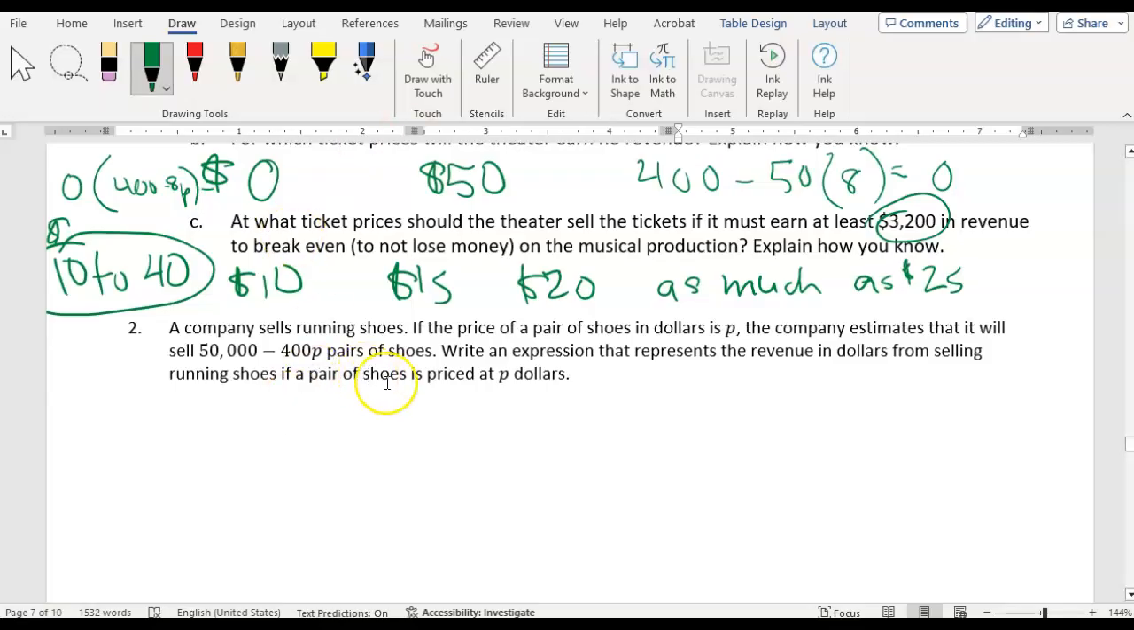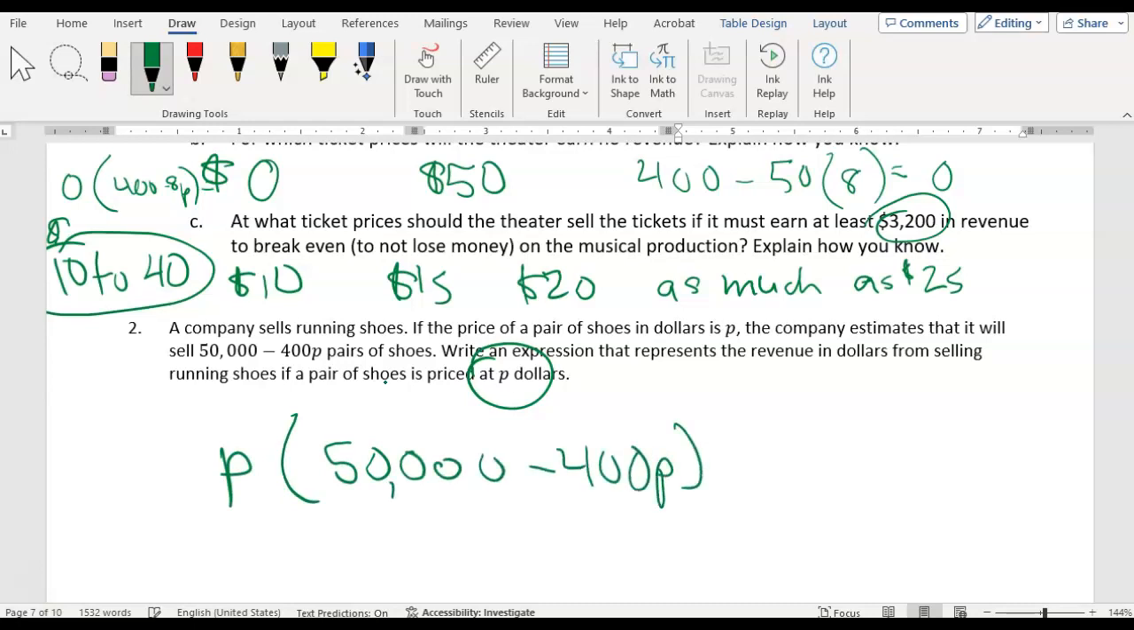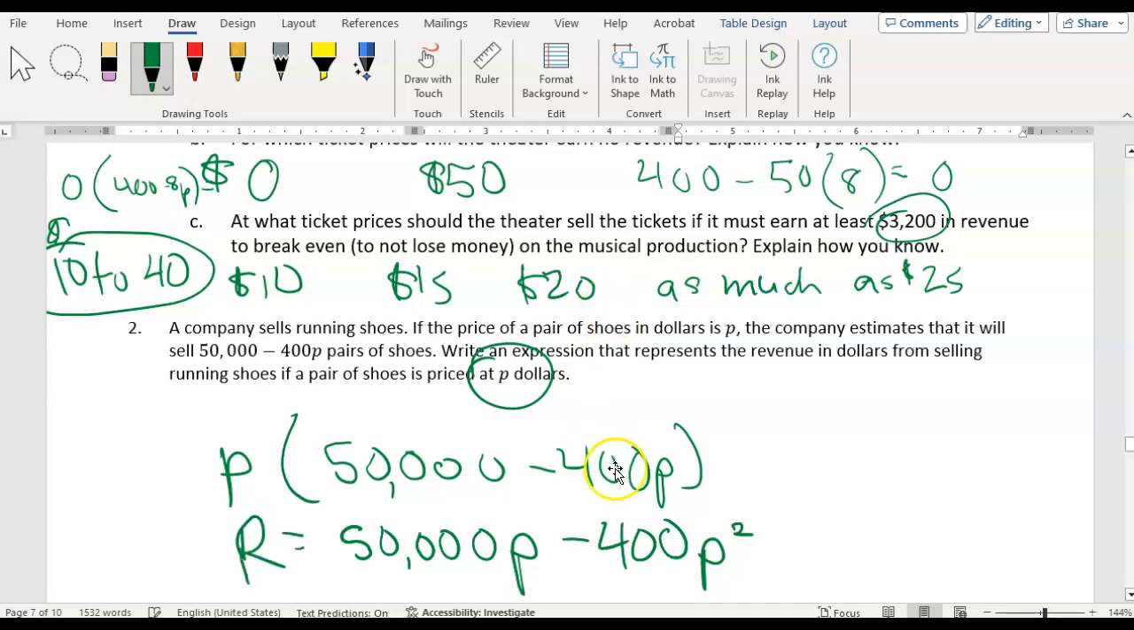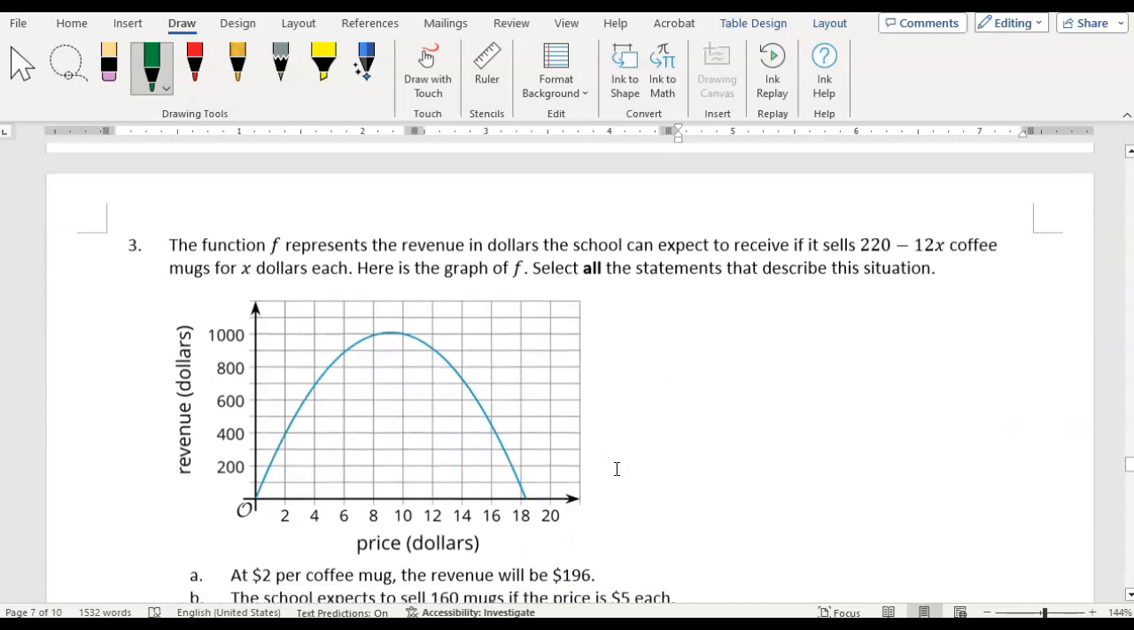All right, a company sells running shoes. If the price of a pair of shoes in dollars is P, the company estimates that it will sell 50,000 minus 400P pairs of shoes. Write an expression that represents the revenue in P dollars. So this would be P times the number of shoes that we can sell. And so that gives us 50,000P minus 400P squared is our equation. So we can say our revenue equals 50,000P minus 400P squared.